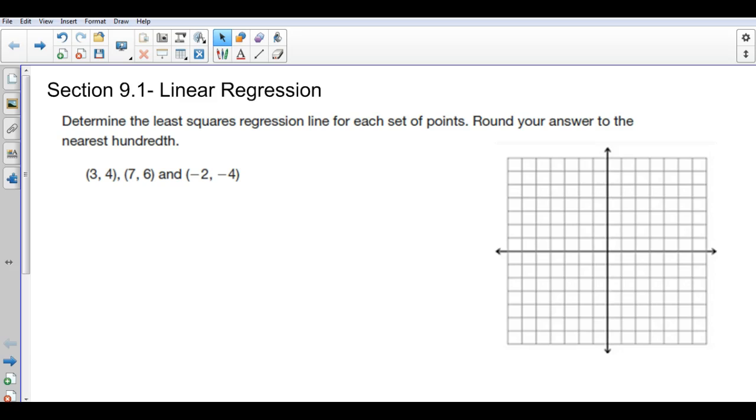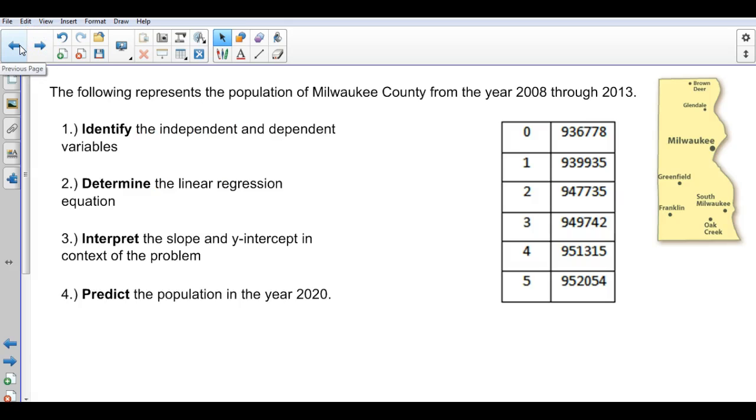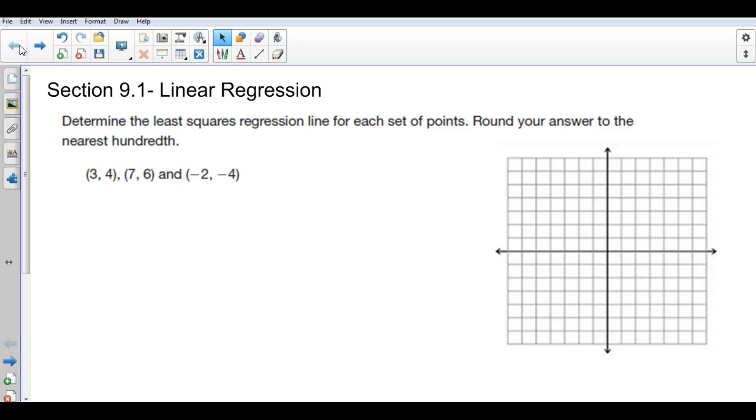So we're going to roll right into this example, and then the one after this will be more of a story problem application of this. In this first example, we're going to determine what a least squares regression line is for this set of points, and then we'll round our answers. So the slope and the y-intercept, when our calculator gives us those numbers, we'll round to 2 decimal spots.